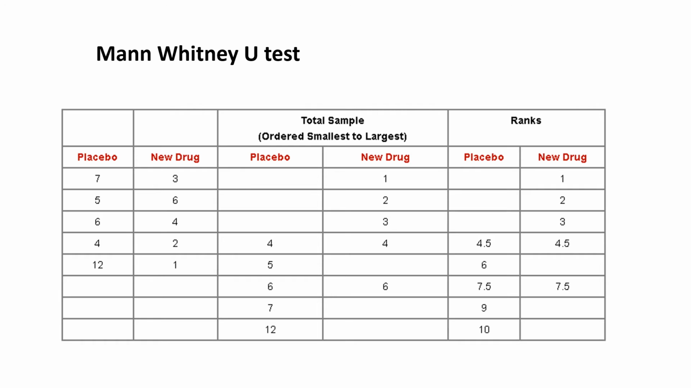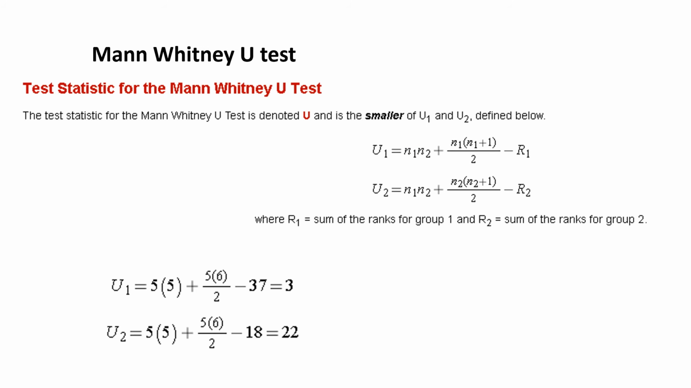Okay, now what is the next step? The test statistic for the Mann Whitney U test is U, which is the smaller of U1 and U2 defined below.